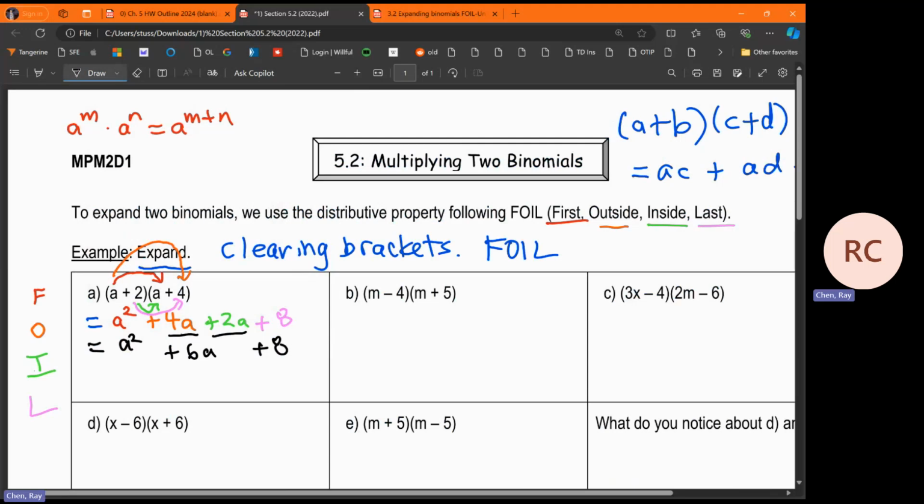One more time, this is known as clearing brackets, or a lot of kids know it as foiling. Let's move on to the next example.